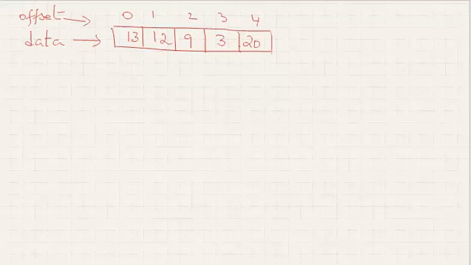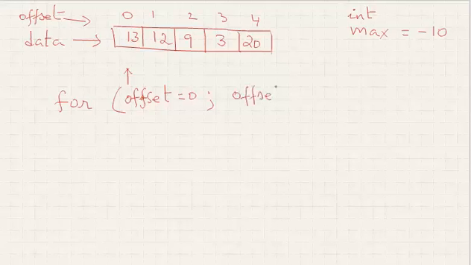Alright, whenever you want to find the maximum, you use a variable and initialize it to some negative value, let's say minus 10, because we only have positive values. So how do I find that out? You traverse the loop, and every time you go one offset, you say for offset equals 0, offset less than 10, in this case 5, offset plus plus.